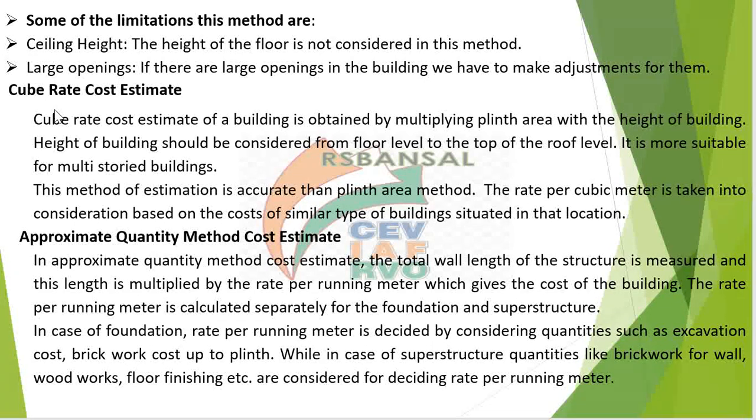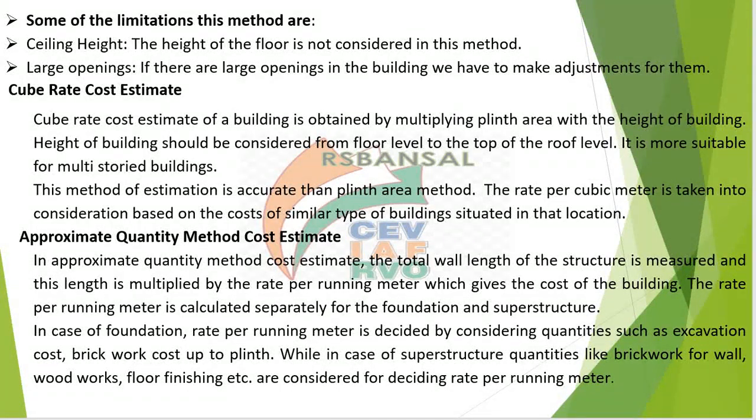Then the next method is cube rate cost estimate. In this cube rate cost estimate, volume is taken into consideration, meaning by multiplying plinth area with the height of the building, you can calculate the volume of the building, and if the volume rate of the building is known to you, you can calculate the cost of construction of that building. This method of estimation is more accurate than the plinth area method because you are taking all three dimensions into consideration. So rate per cubic meter is taken based upon the cost of similar type of building situated in that location.